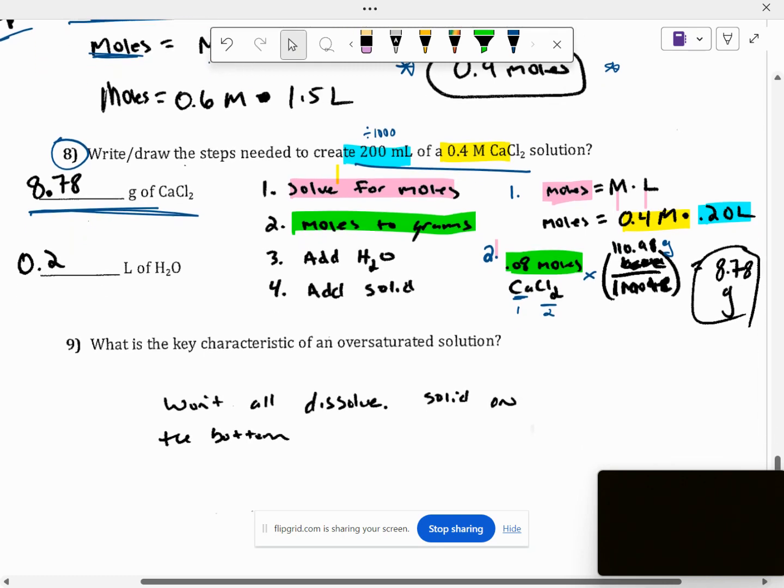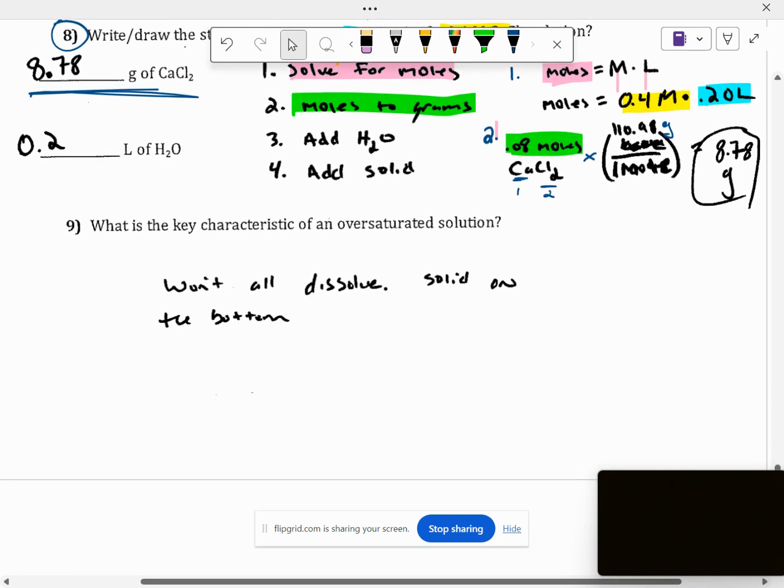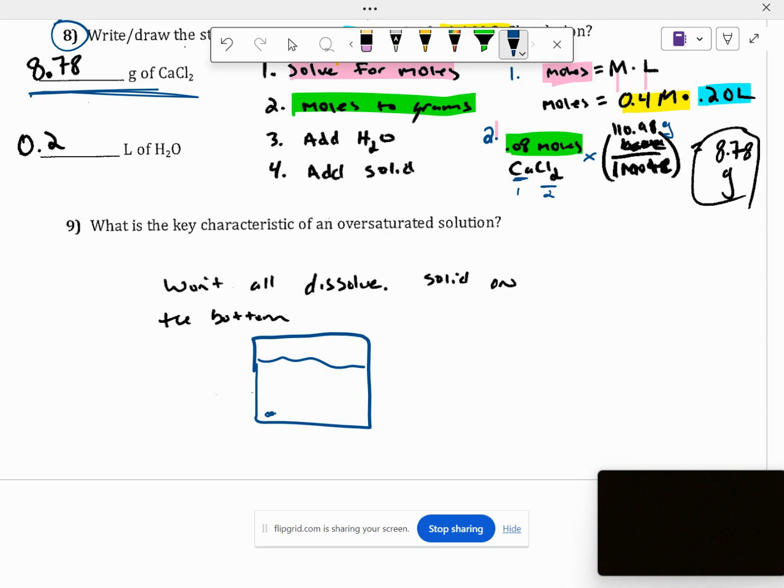So number 9, what are the key characteristics of an oversaturated solution? This is on the front page of your notes. Basically, if you have a solution where some of it's all dissolved, but then you add so much that there's solid sitting on the bottom, that basically means it's oversaturated. You can't dissolve any more. So that's how you do it.